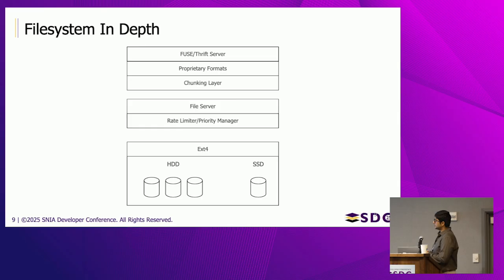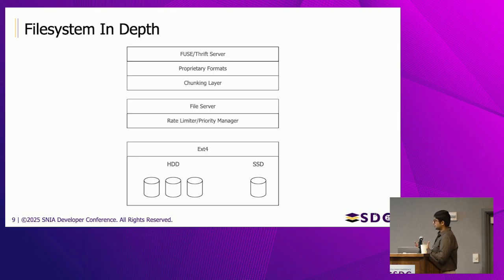But in the middle is the rate limiter and the priority manager. The rate limiter ensures that we maximize the bandwidth of disks, because at different times you may have windows where you have a burst of I/O and periods with no or little I/O. The rate limiter helps us manage that a bit better.